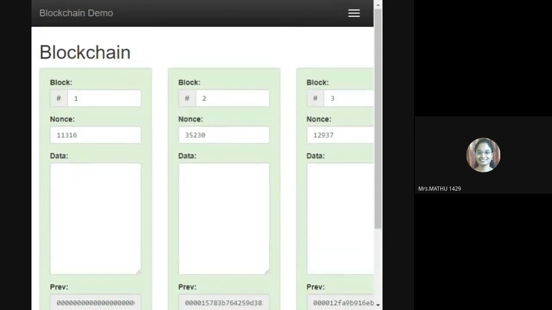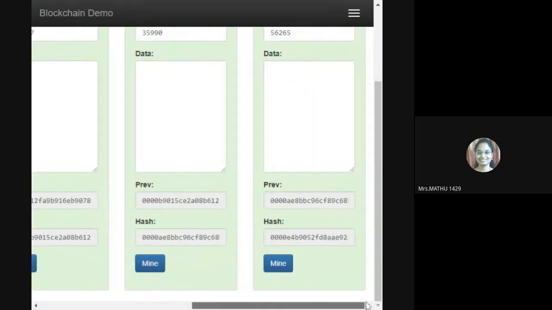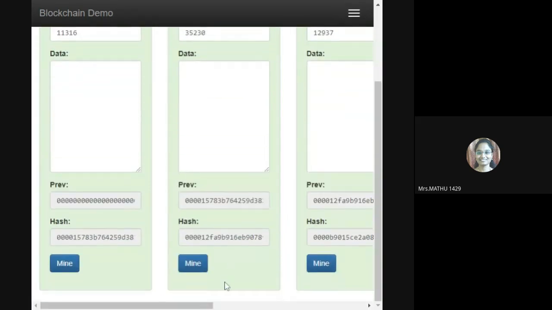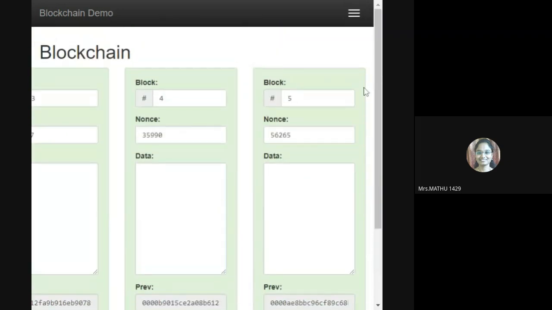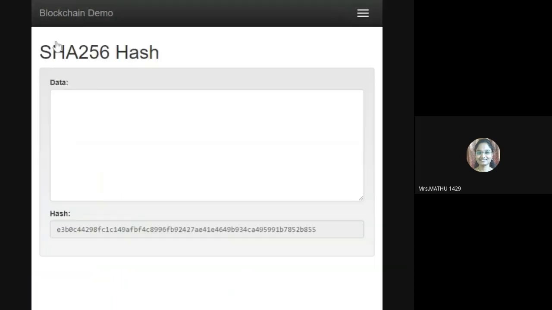I think you'll be able to see this demo page. You can see here there are some 5 blocks in this. Okay, let me go one by one. So first let me tell you what is available. Maybe final years you would have, you will understand this.